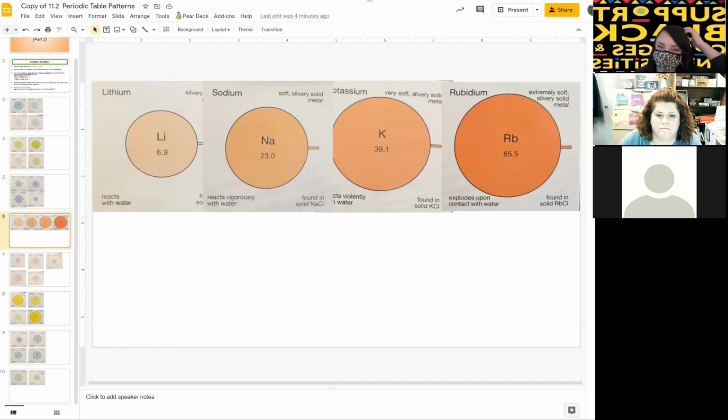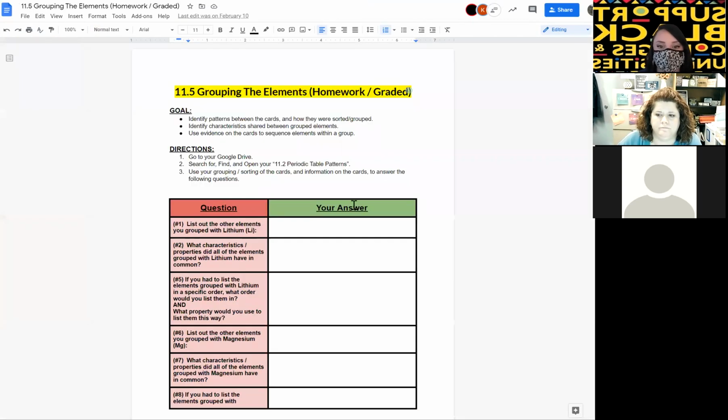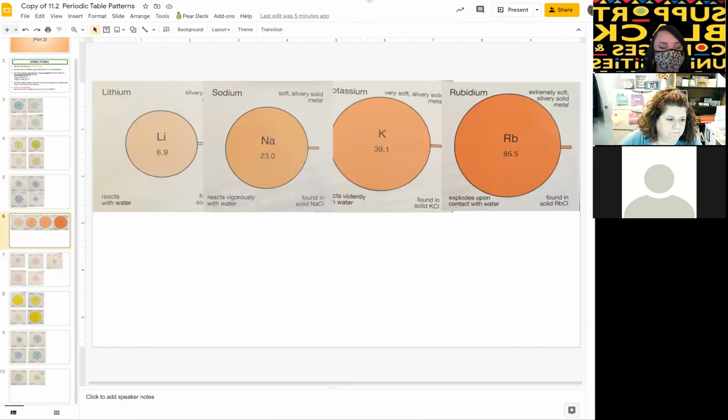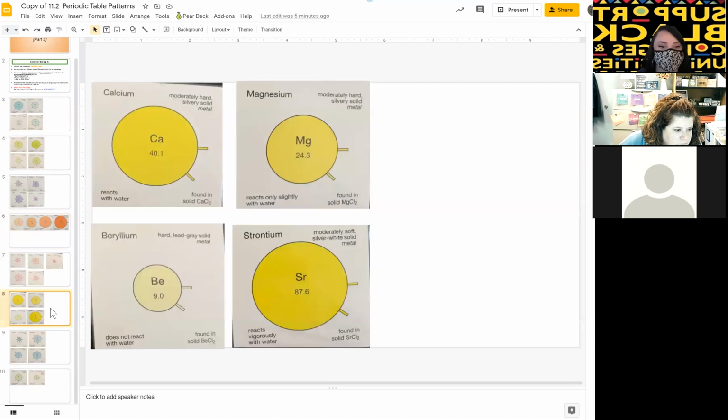All right, so now let's look at the next chunk of questions. These kind of came in chunks of 3. So now we're looking at the group for magnesium. The goal in this homework assignment was to answer these questions based off the card sort. Once again, I have shared this proper card sort with you so that you have the correct answers. You just need to make sure to find it in your email. So here is my slide sorted with magnesium, and the elements that I see sorted with magnesium are calcium, beryllium, and strontium.